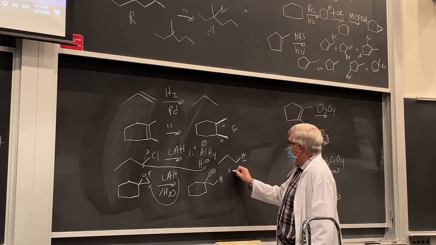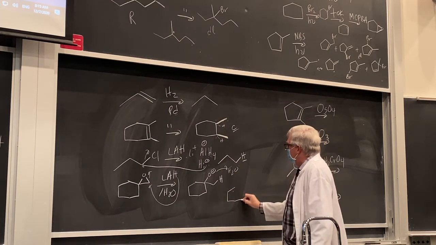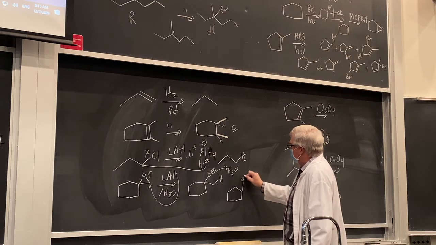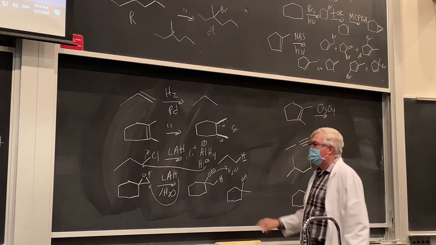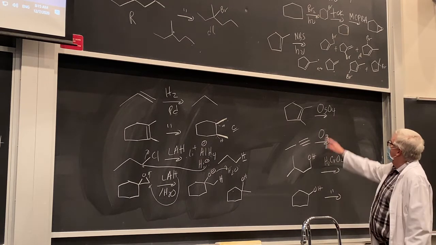So the water donates a proton, so you draw the electrons like that. And then what's our product? It would be this alcohol from that epoxide. Okay. How about this one?